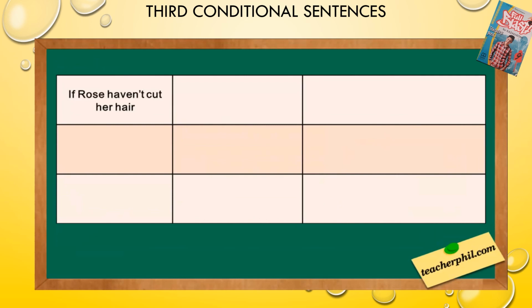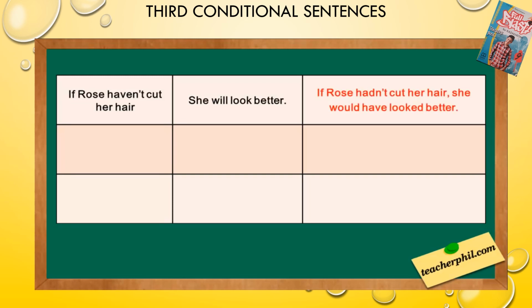The third one, if Rose hadn't cut her hair, she will look better. The correct answer is, if Rose hadn't cut her hair, she would have looked better. If Rose hadn't cut her hair is in the present perfect. We need to change it into the past perfect: if Rose hadn't cut her hair. The result clause, she will look better, is in the future simple. We need to change it into the pattern would plus have plus the past participle. She would have looked better.